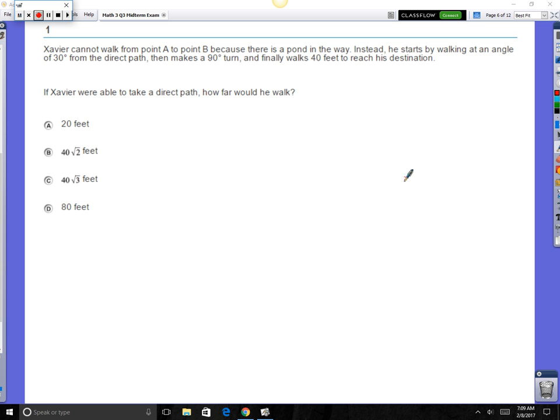Xavier cannot walk from point A to point B because there's a pond in the way. So instead he starts by walking at an angle of 30 degrees. So if you have point A to point B, that's where he wants to go. But there's some pond in the way, so he cannot go there.